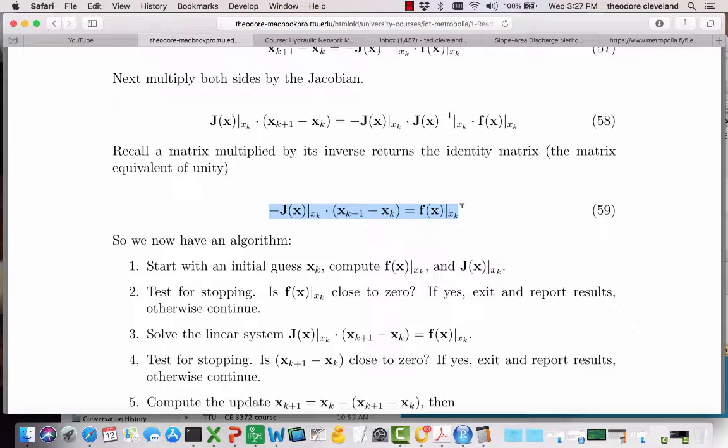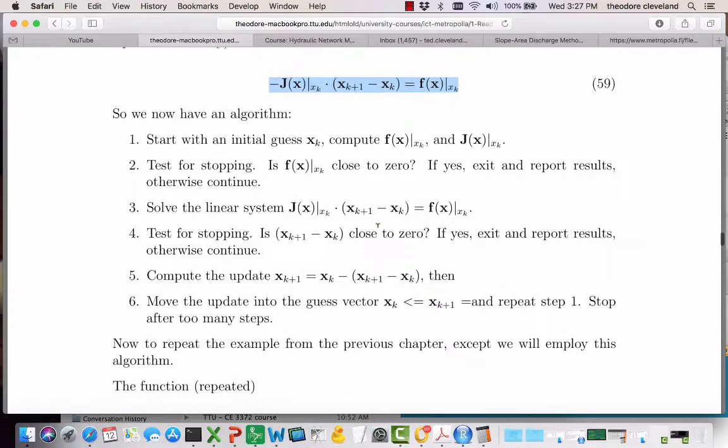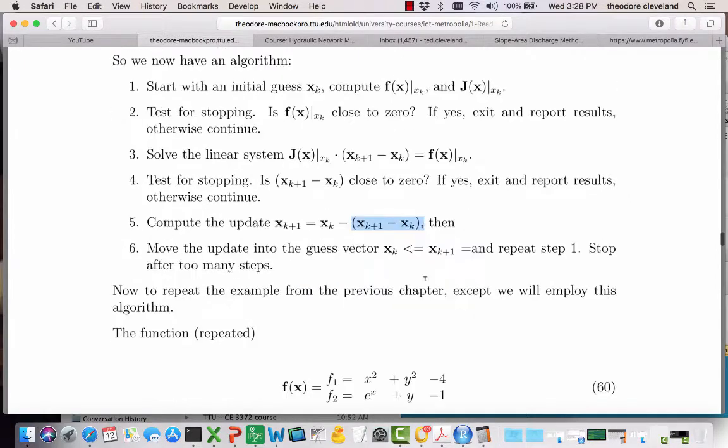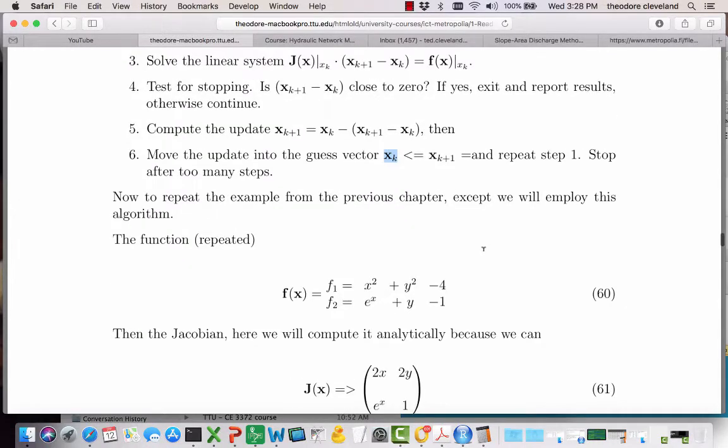We add x_k to that vector, and we get the new value, k plus 1. So now we have an algorithm. Make an initial guess, compute the function, compute the Jacobian. Test if we should stop. If we're already at a stop, there's no point in continuing. Solve the linear system: Jacobian times x_{k+1} minus x_k equals f. Determine if the change is close to 0. If not, compute the update as x_{k+1} equals x_k minus the value we just computed. Move the update to the guess vector and repeat.